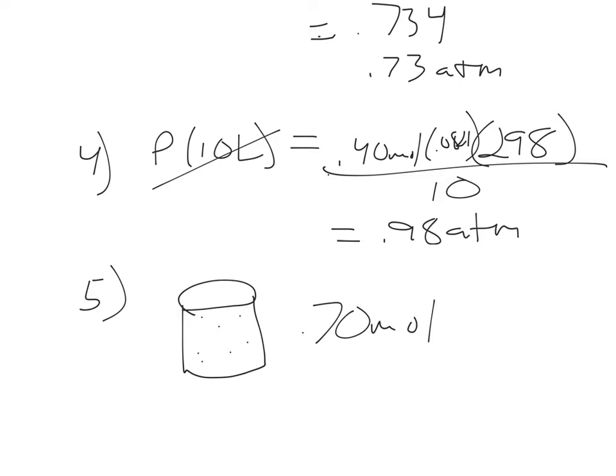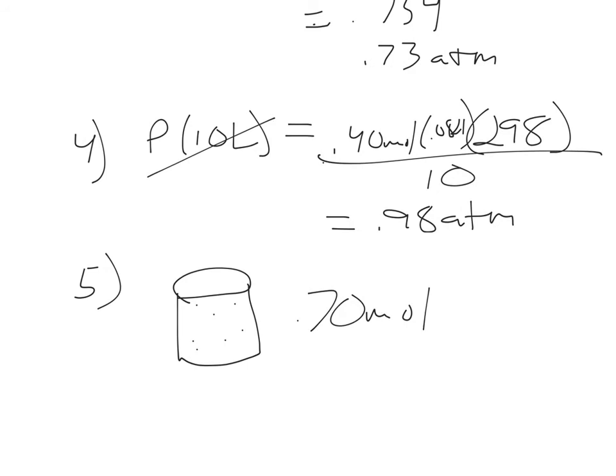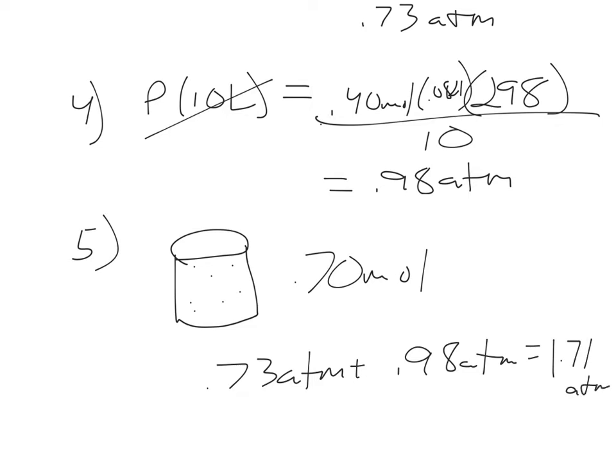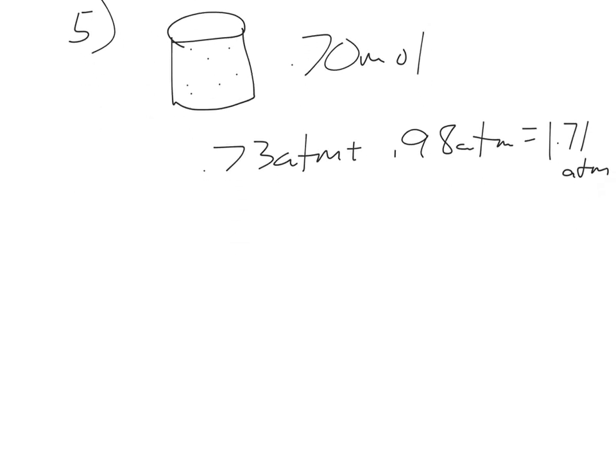And I should be able to just add these pressures together, 0.73 atmospheres and 0.98 atmospheres. So I'm going to guess 0.73 atmospheres plus 0.98 atmospheres would give me a total pressure of something like 1.71 atmospheres. I think that's going to be pretty accurate. And I can make that assumption because I know that the gases, all the particles, whether they're nitrogen or oxygen, are inside the same volume container and are at the same temperature. That's my reasoning.